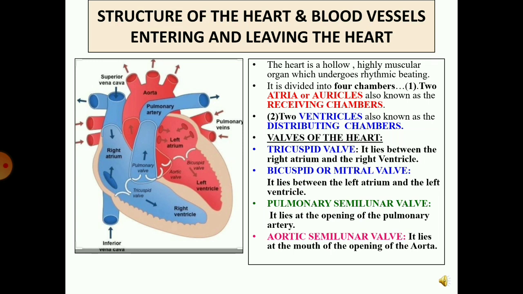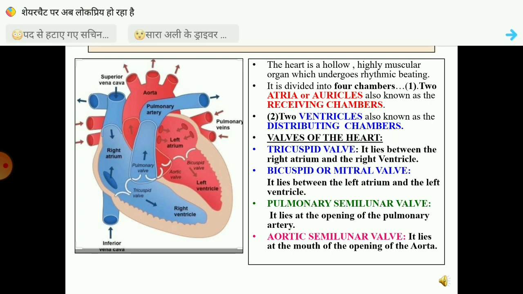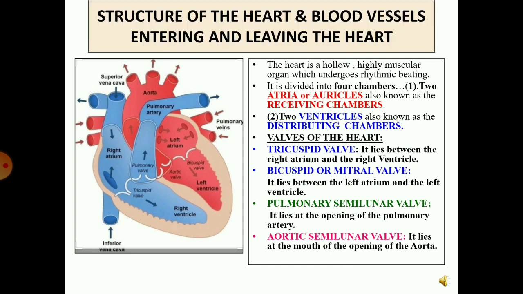All mammalian hearts, for that matter, are divided into 4 chambers, 2 auricles and 2 ventricles. Auricles are the upper chambers, and they are known as the receiving chambers. That is, they receive the blood.